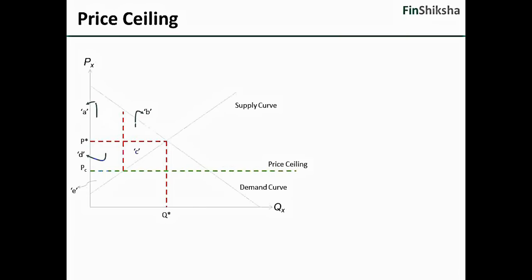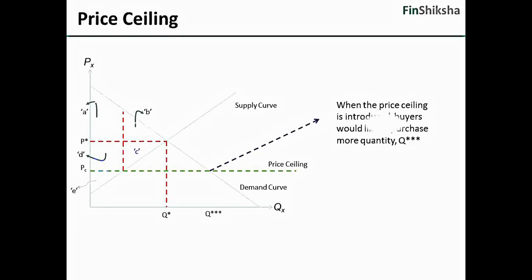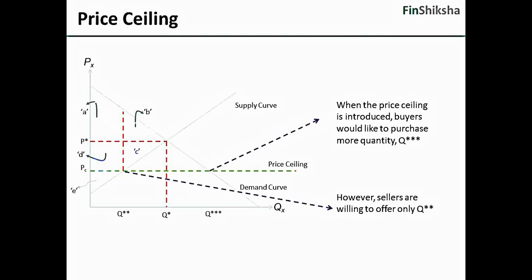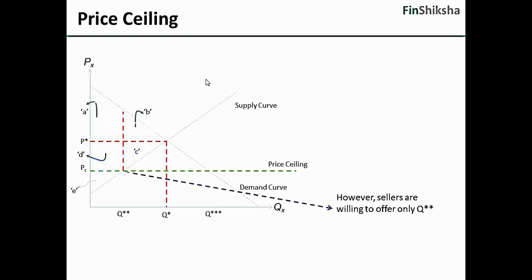Fine. Let's go ahead and now see what happens after the price ceiling is introduced. Now once the price ceiling is introduced, this is the consumer surplus, C plus D plus E is the producer surplus. Once you introduce the price ceiling, things start changing. Q triple star is the quantity that buyers would like to purchase. Correct? On the contrary, Q double star is the quantity that the sellers are willing to offer. So there is going to be a distribution pattern here which will create an issue. So let's try and understand what happens here.